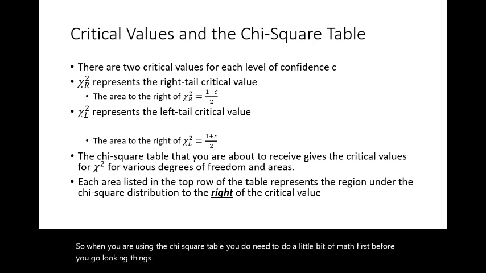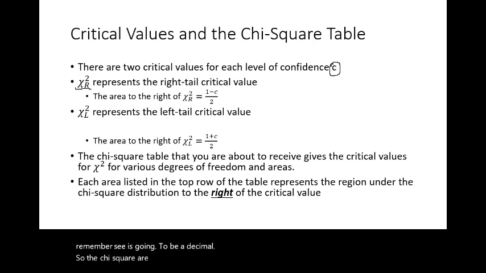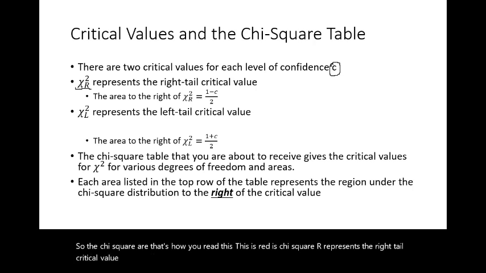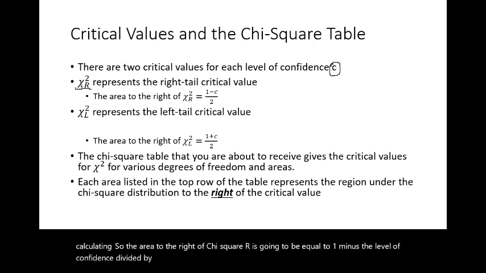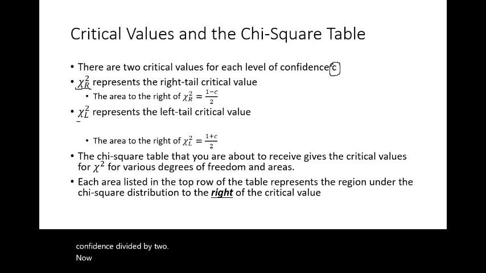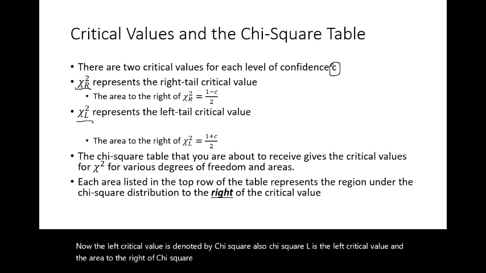There are two critical values for each level of confidence C, and remember C is going to be a decimal. So the chi-square R, that's how you read this, chi-square R, represents the right tail critical value. Now to figure out what you're looking up, you do need to do a little bit of calculating. So the area to the right of chi-square R is going to be equal to 1 minus the level of confidence divided by 2. Now the left critical value is denoted by chi-square L. So chi-square L is the left critical value, and the area to the right of chi-square L is going to be 1 plus the level of confidence C divided by 2.